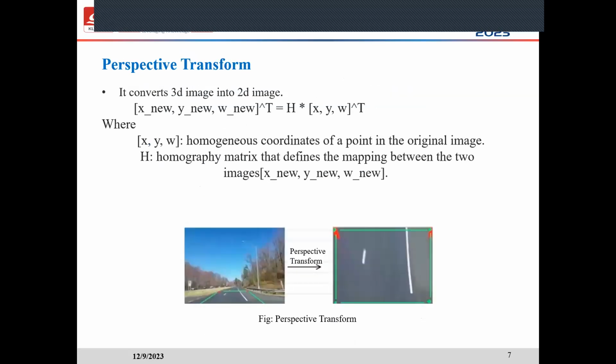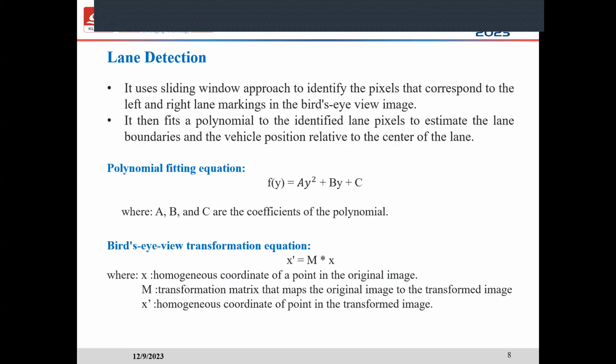And then when we come to perspective transform, it is nothing but converting images from 3D to 2D, like a bird's eye view. And then lane detection. For lane detection, we have used a polynomial fitting equation, that is f(y) = ay² + by + c, which fits the line according to the lane detection.